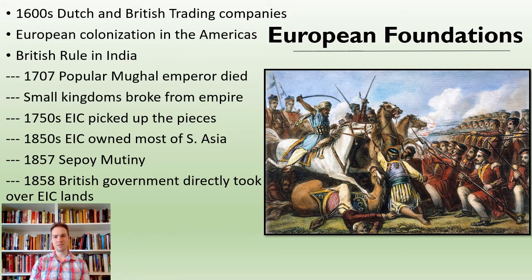But one really good example that shows the process is the sort of British rule in India and how the British came to be there. Because you can see a transition from these early imperialistic endeavors that were mostly economic to purely ruling over other people. So by 1707, there was a big problem in South Asia.